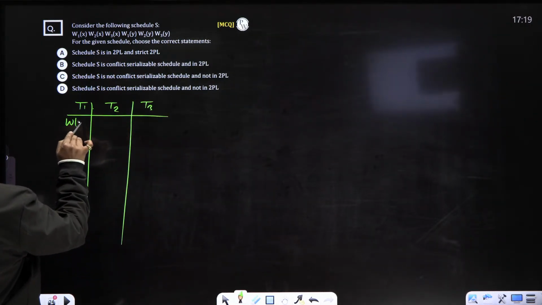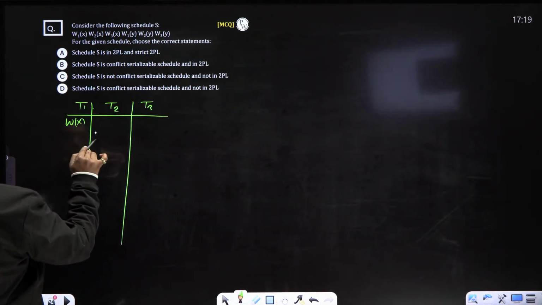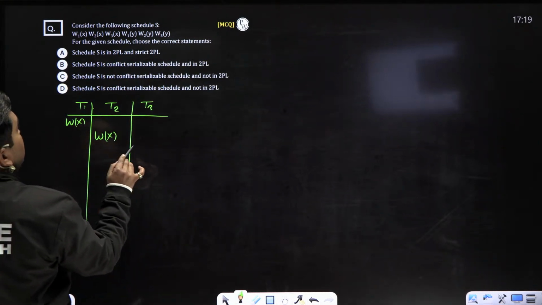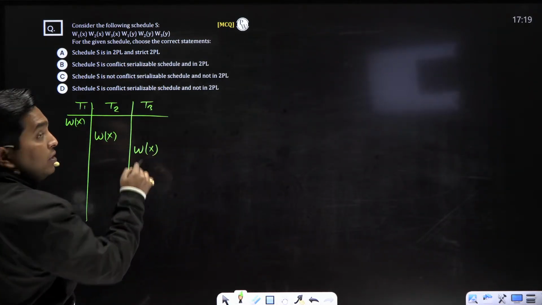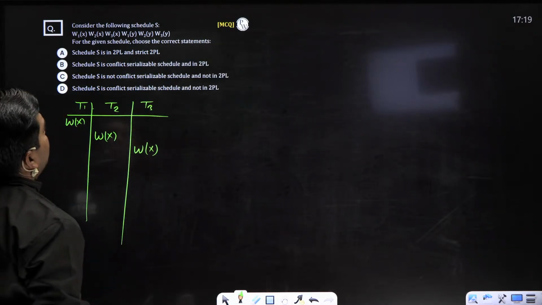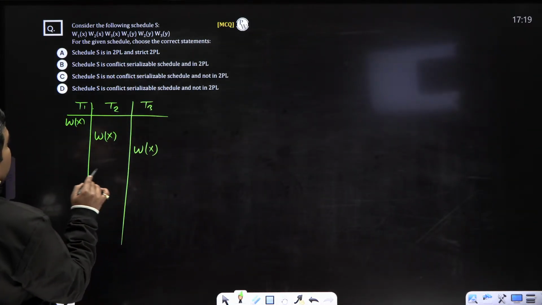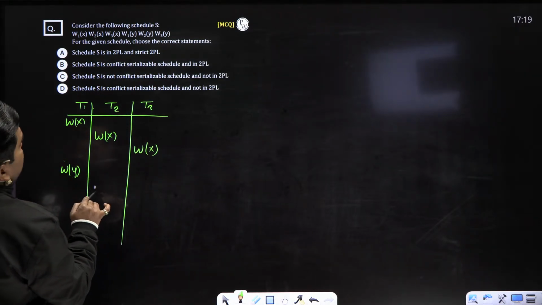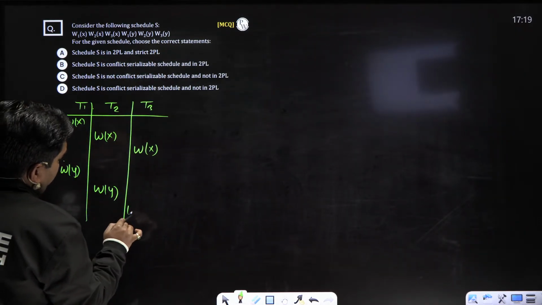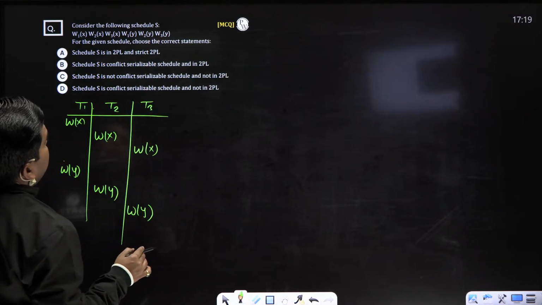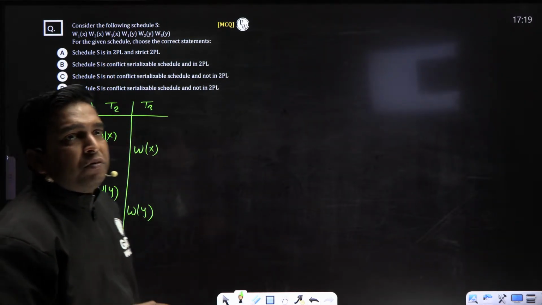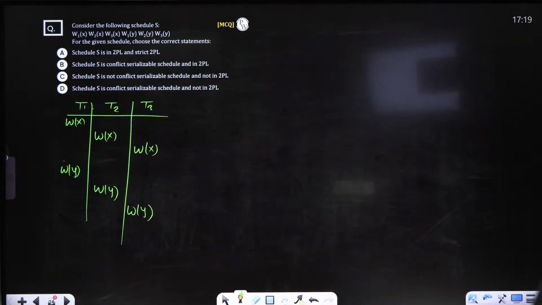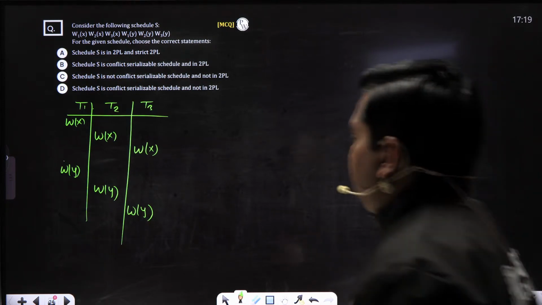W1x, W2x, W3x. Is it visible again? No. I'm writing here W1, W2, W3, W1y, W2y, W3y. This is the sequence ना. Now tell me what is the correct answer you are getting. Conflict आ रहा सभी के? Each and everyone, are you getting conflict? Yes, very good. देखिए बच्चा.